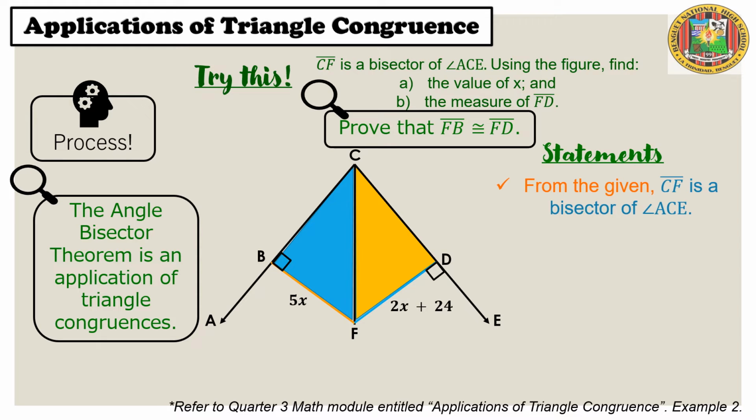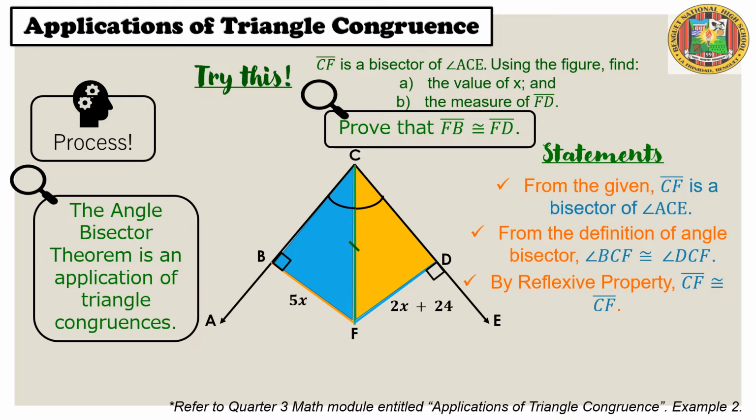From the definition of angle bisectors, we can state that angle BCF is congruent to angle DCF. From the figure, we can see that side CF is common to both triangles. Thus, we can say that side CF is congruent to side CF by reflexive property.